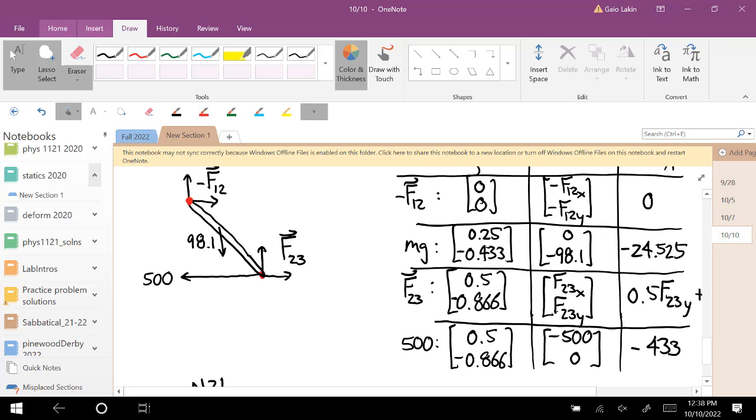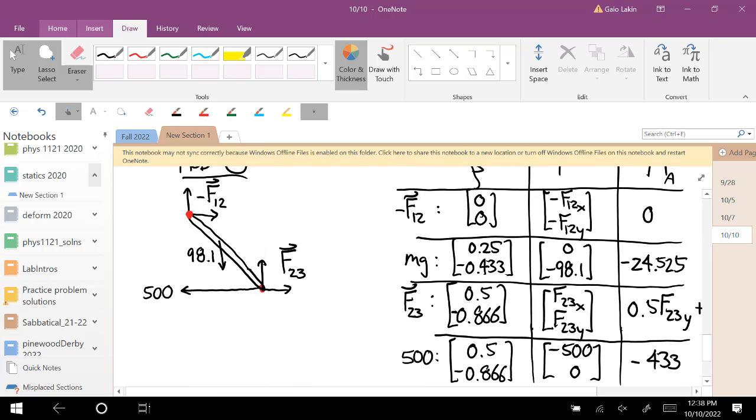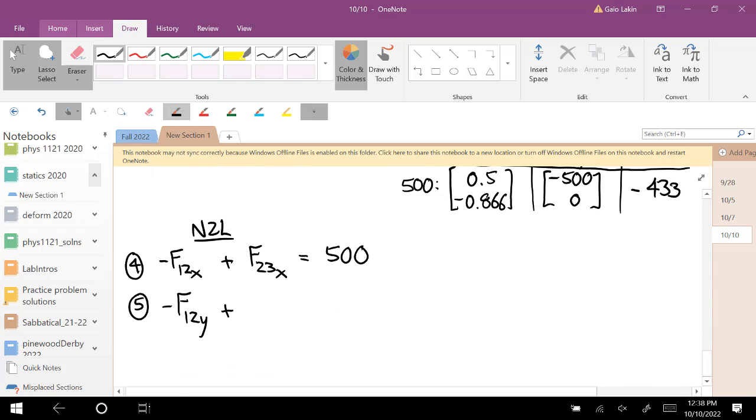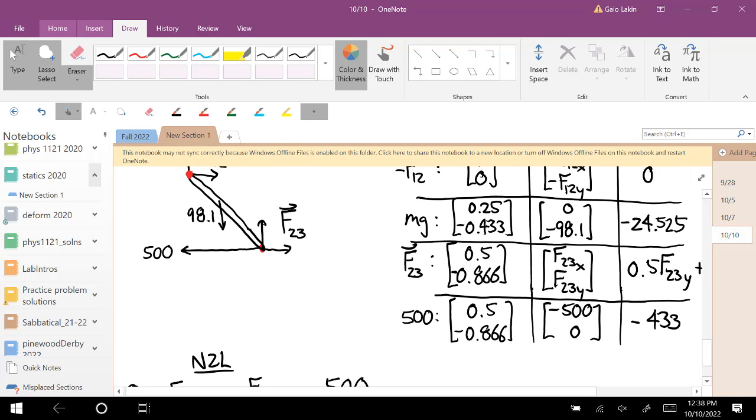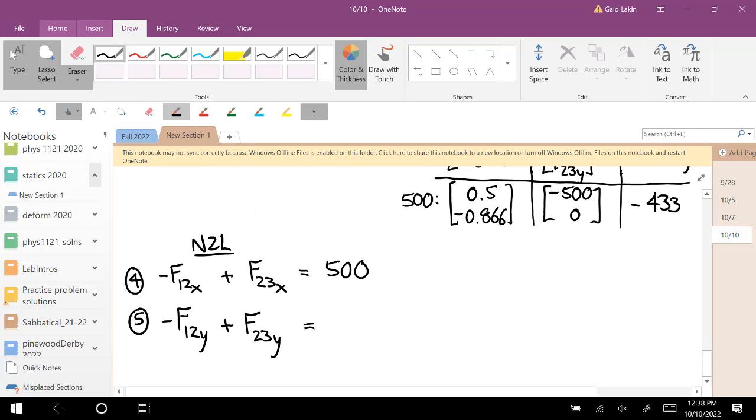Equation 5 is the y component of Newton's second law. So negative F12y plus F23y is equal to positive 98.1.